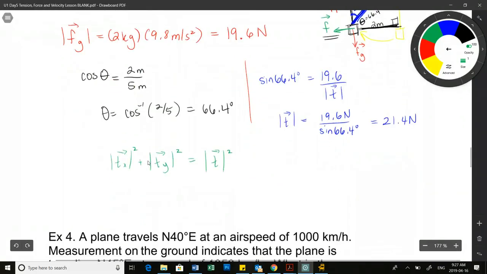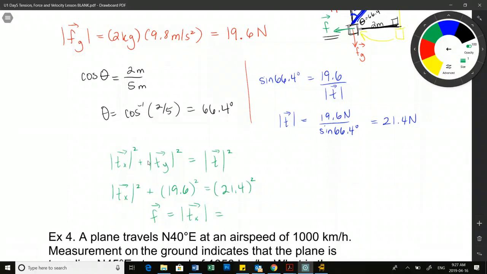And I have two of these already, so I'm just going to do 19.6 newtons squared, and then our 21.4 newtons squared, and then we'll isolate for the tension in the x direction. This is also equal to our horizontal force that we labeled in our diagram up there.